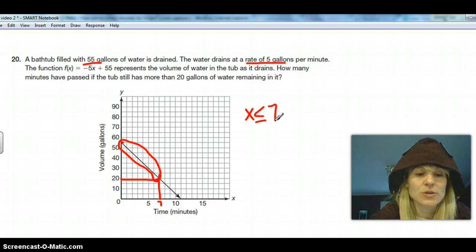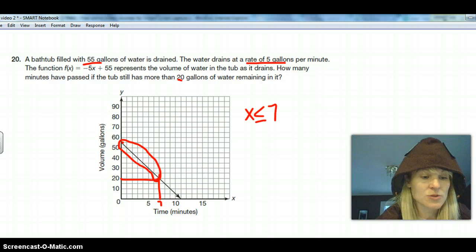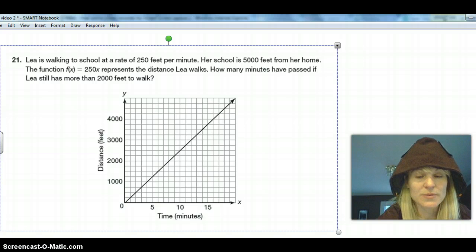So this is what you want to do on these problems. You want to find out where the amount is. You want to find out if they're talking about above that amount or below that amount, and make an inequality for the time that's remaining. So go ahead and try this one on your own, and Mr. Cook and you will talk about it in class tomorrow.